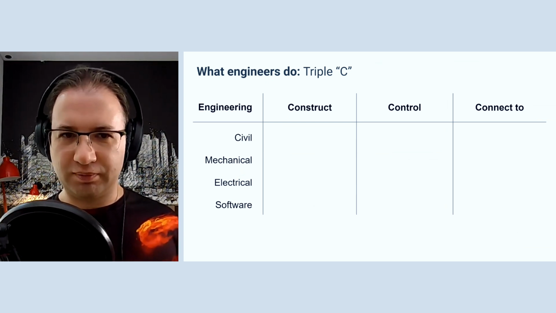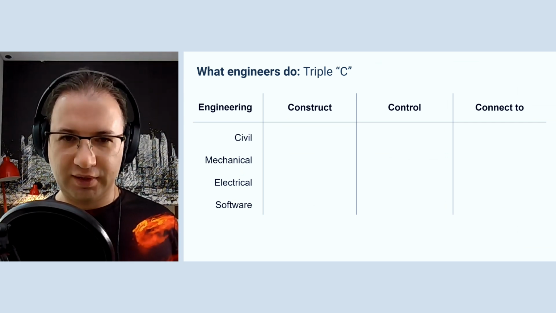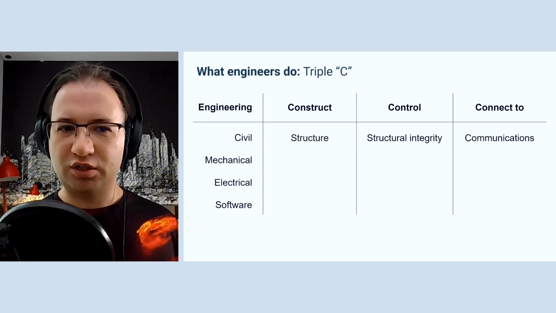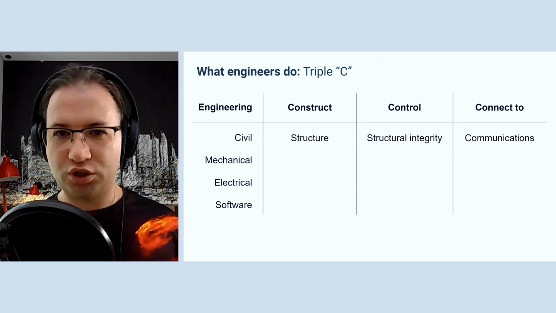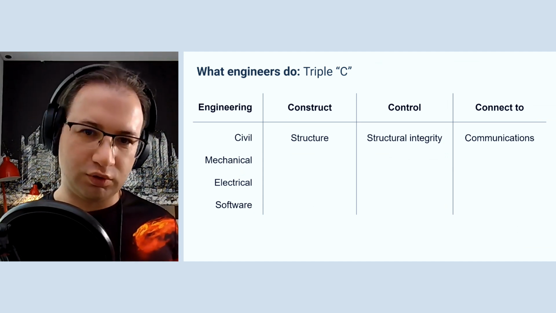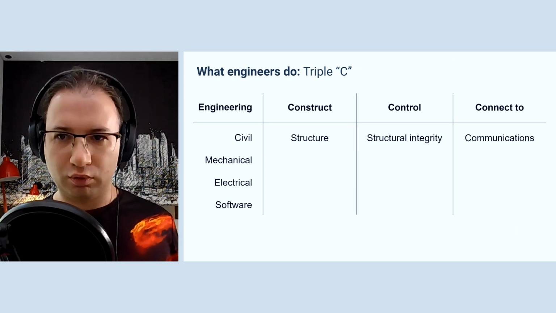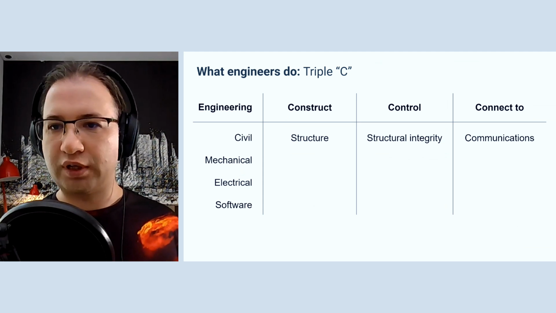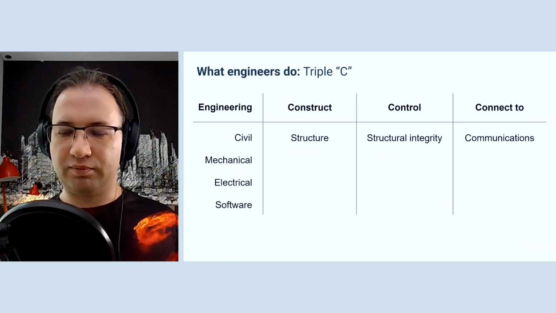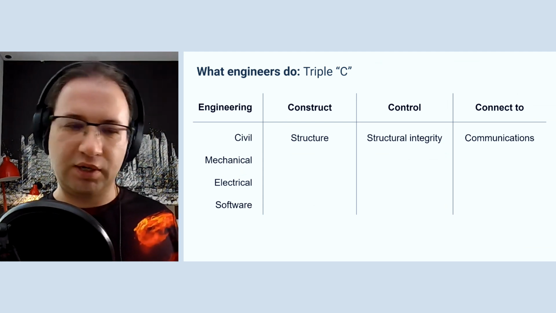We do triple C. We construct, we control something, and we connect to something. This is not an exhaustive list of our activities, but still, in civil engineering, we construct structures, bridges, buildings. We control structural integrity. We don't want those things to collapse, right? We need to be very careful in designing those things. And we also connect to communications and external providers of something, for example, electricity.